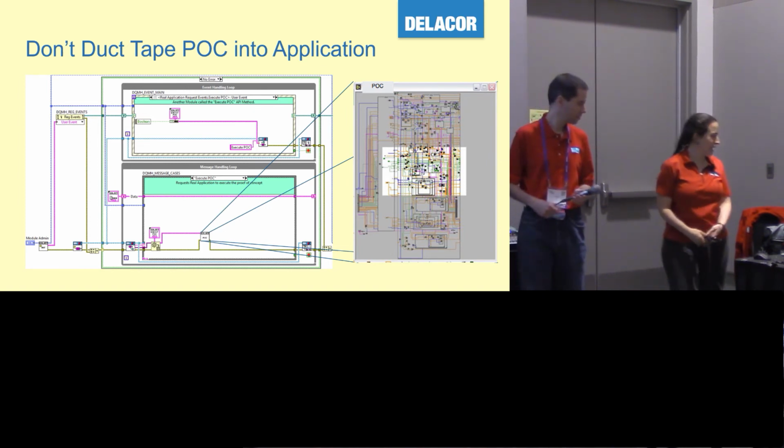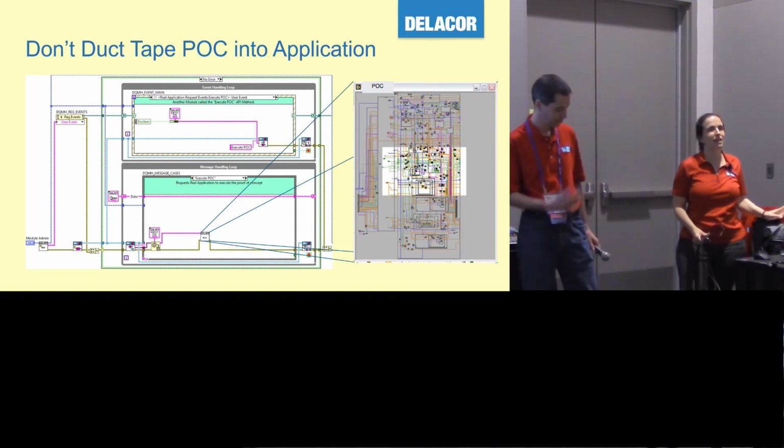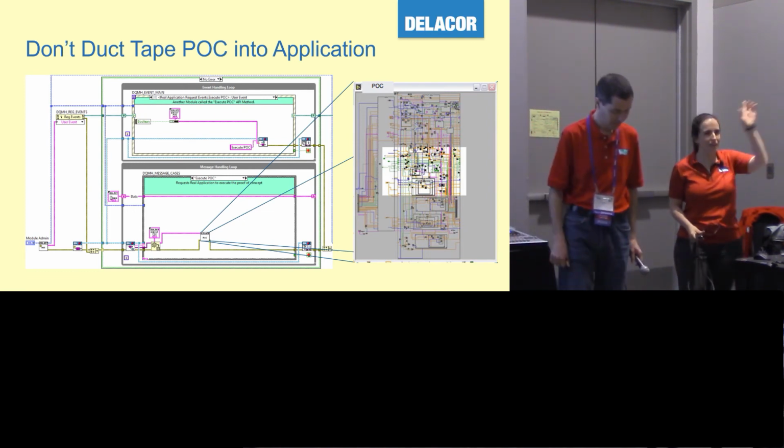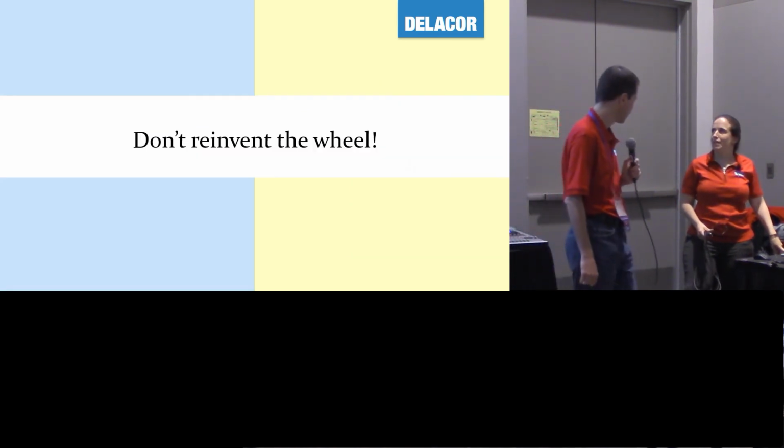So it is okay to do a proof of concept, to take some shortcuts on all the stuff that we said to do. Maybe you don't want to do it on the proof of concept, but then throw it away or save it separately and start doing things right. All right. Do not reinvent the wheel.